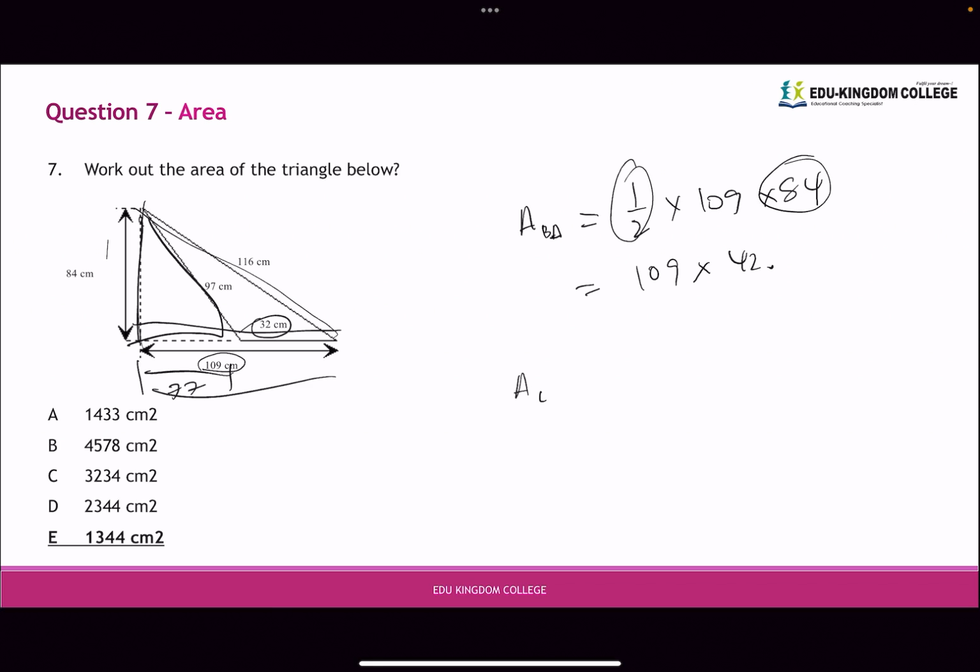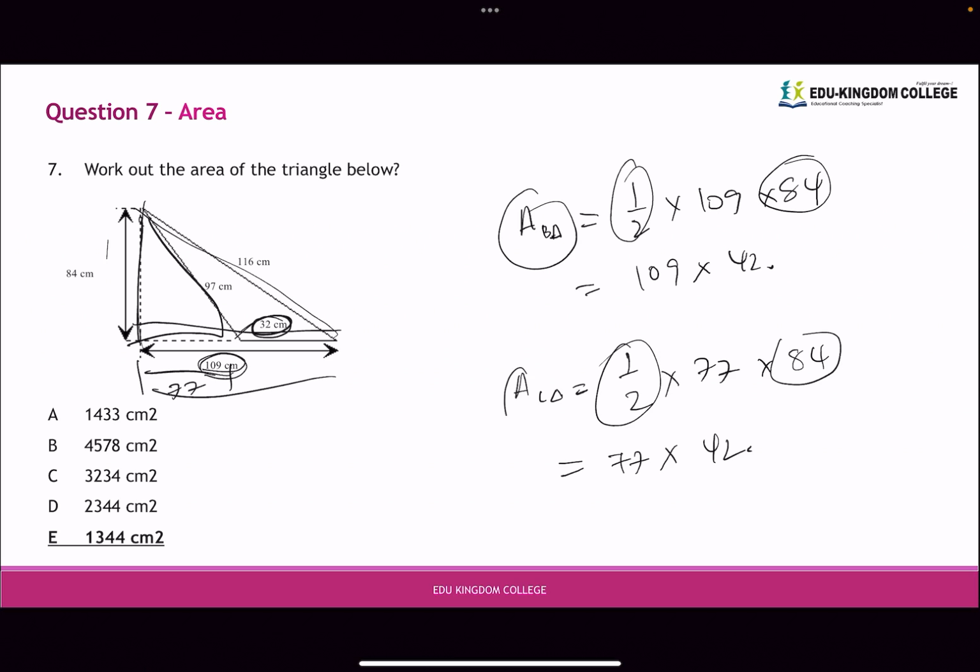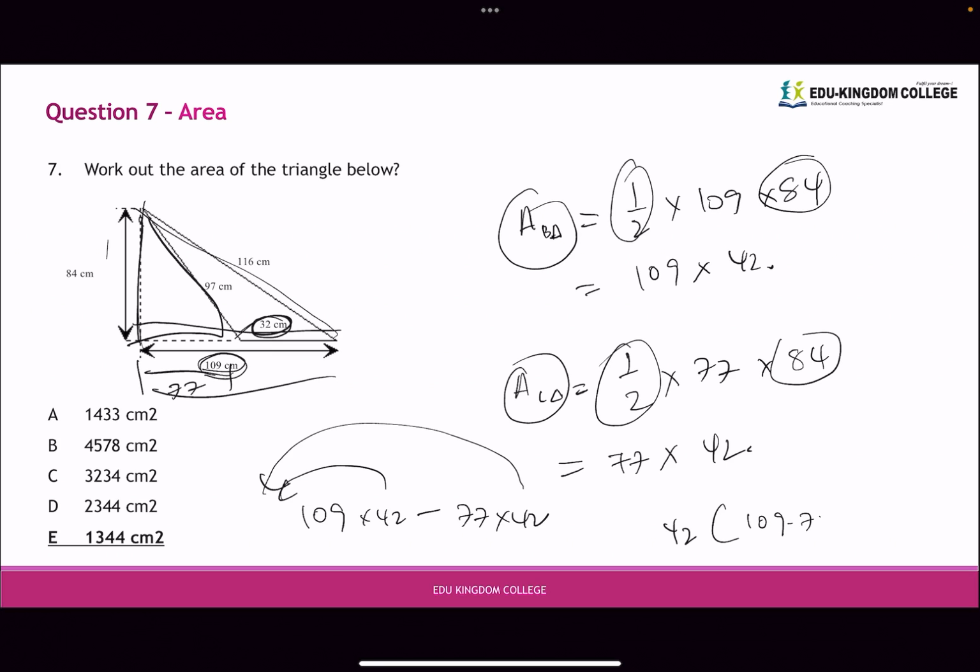Now, area of little triangle equals half times base. So the base here is 77 because it's 109 minus 32. And then times 84. So again, I'm going to multiply these two together. I get 77 times 42. Now, what I need to do is this minus this. So 109 times 42 minus 77 times 42. Now, 42 is common, so I'm going to factorize the 42 out, move it to the front. So that's going to be the same as 42 times (109 minus 77).